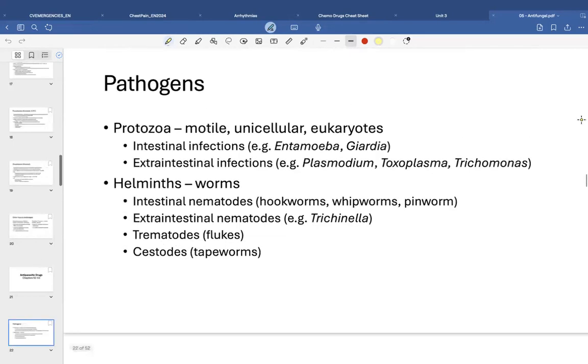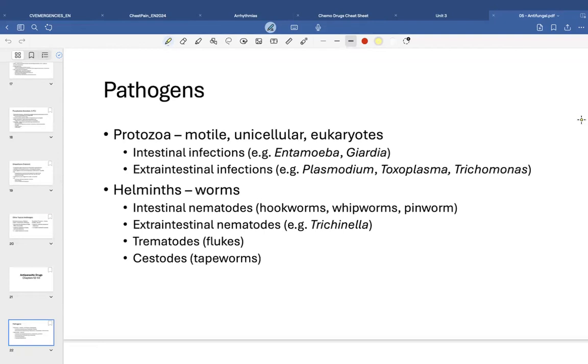Next is my favorite content: parasites. So here we're dealing with protozoa, which are your unicellular eukaryotes, that can cause GI infections and waterborne infections like amoeba and giardia. You can also get extraintestinal infections: plasmodium, toxoplasma, and trichomonas. Trichomonas can be sexually transmitted. Plasmodium you can get from mosquitoes.